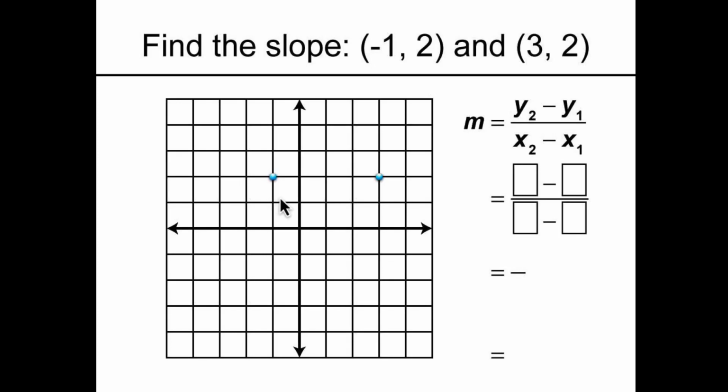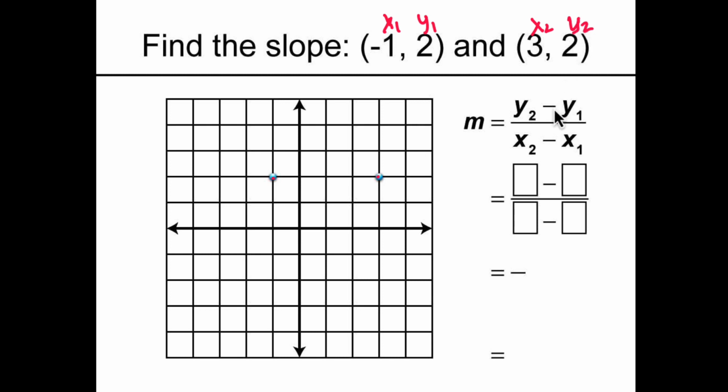To find the slope of the line connecting these points, use the slope formula. First, label the coordinates x1 and y1, then x2 and y2. Let's make this one x1 and this one y1. This one becomes x2 and this one becomes y2.